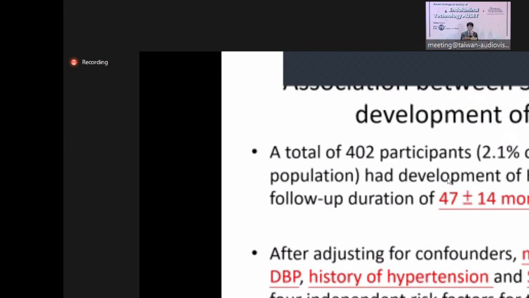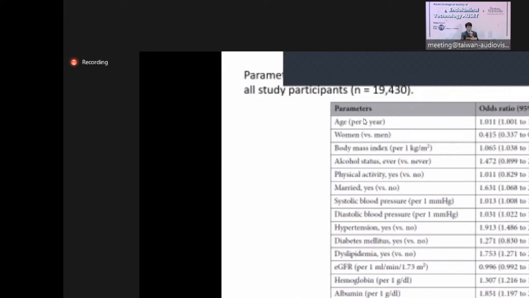And because this is a longitudinal study, we have a median follow-up time. The mean follow-up duration was about 4 years. So in this table, we show the univariate analysis. We could find that secondhand smoke exposure is significantly related to a higher incidence of kidney stone disease. The risk ratio is 1.69.